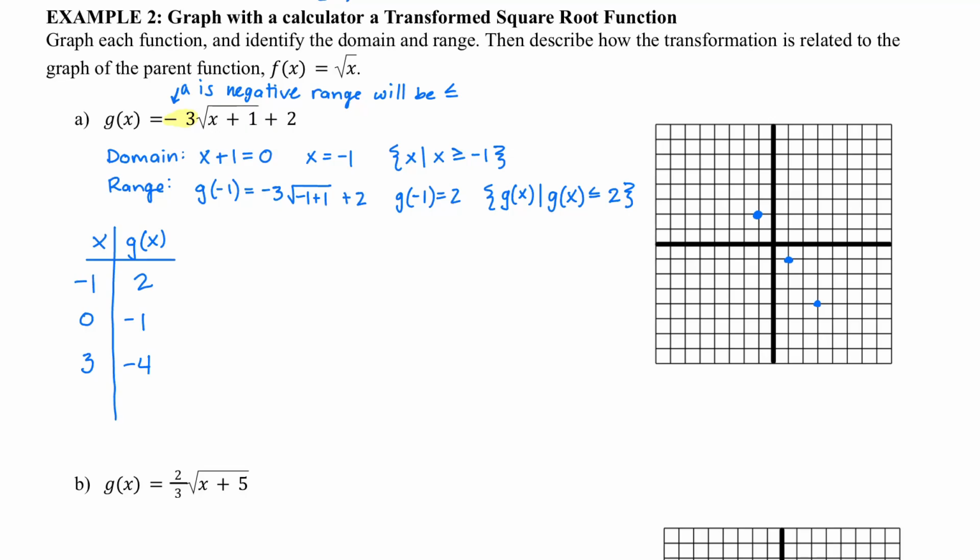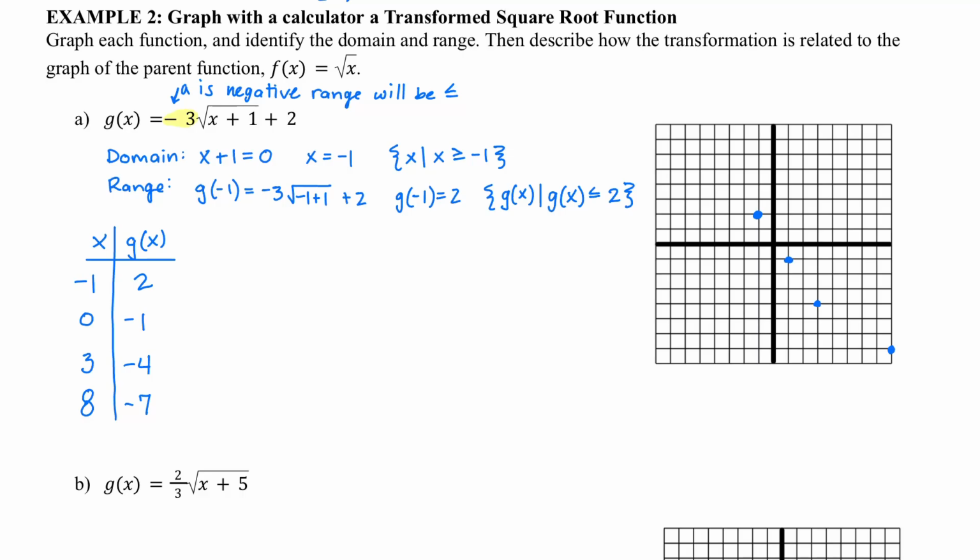And I'll plug in one more for fun. 8 plus 1 is 9. 9 is a perfect square, so the square root of 9 is 3. Times negative 3 is negative 9. Plus 2 is negative 7. So I'll go to 8, negative 7, which is all the way down here in the bottom right-hand corner of our graph.